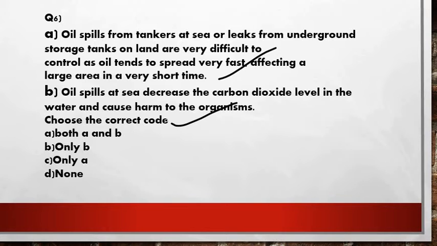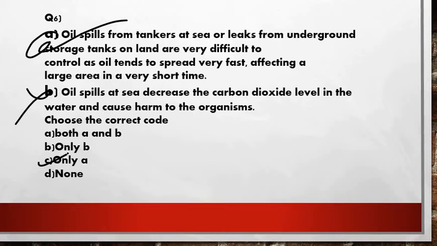Option A: both A and B, option B: only B, option C: only A, and option D is none of the above. So which one is correct? You have to choose the correct answer from the below, okay. Only statement 1 is correct and statement 2 is wrong. So option C is the right answer here.